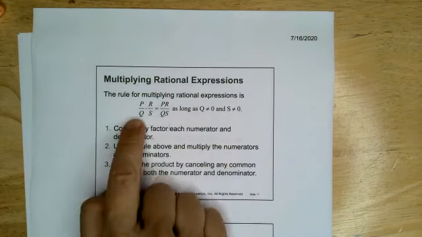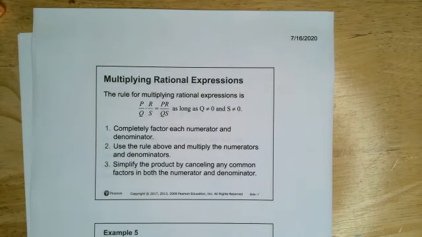This can't be 0 because the only way for this to be 0 is if one of these is 0. Sorry, I'm losing my voice. One second.